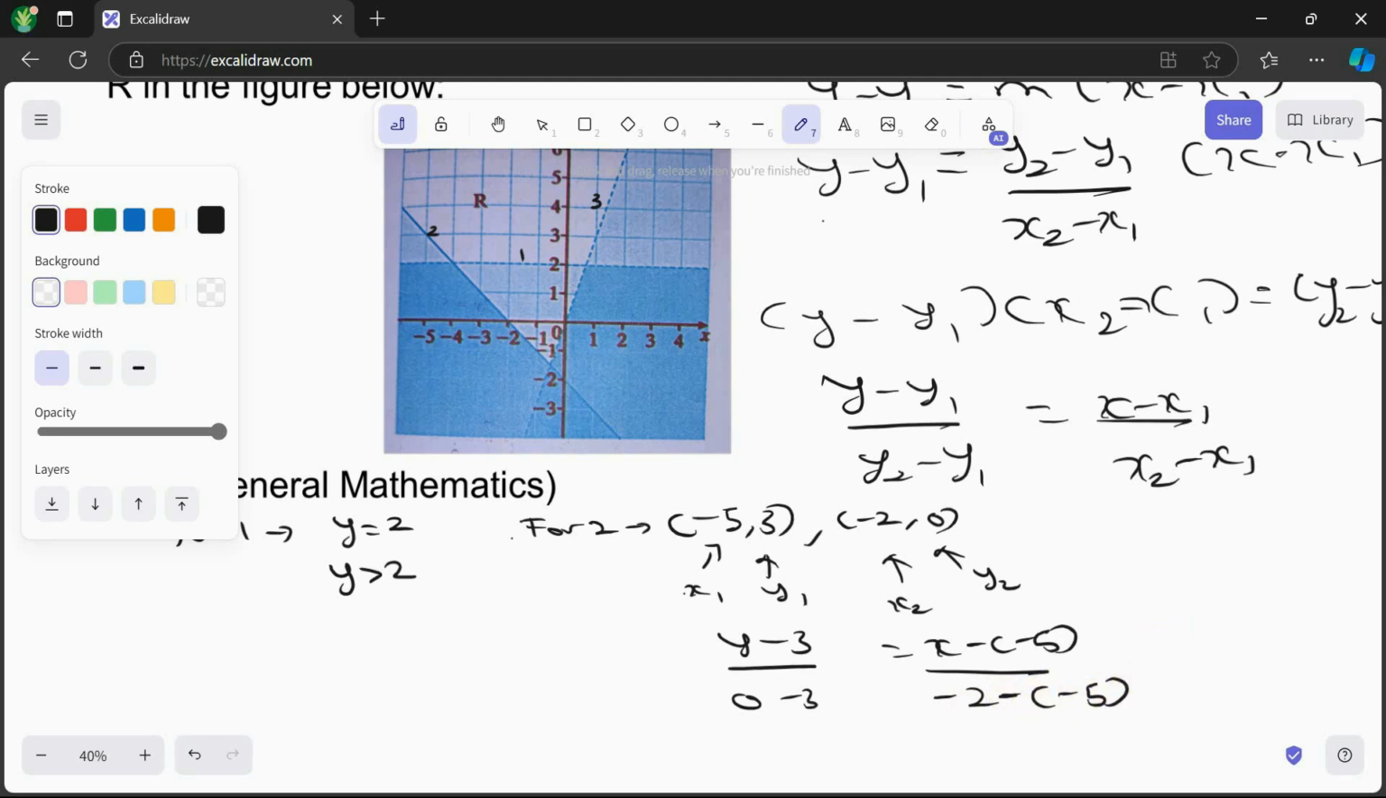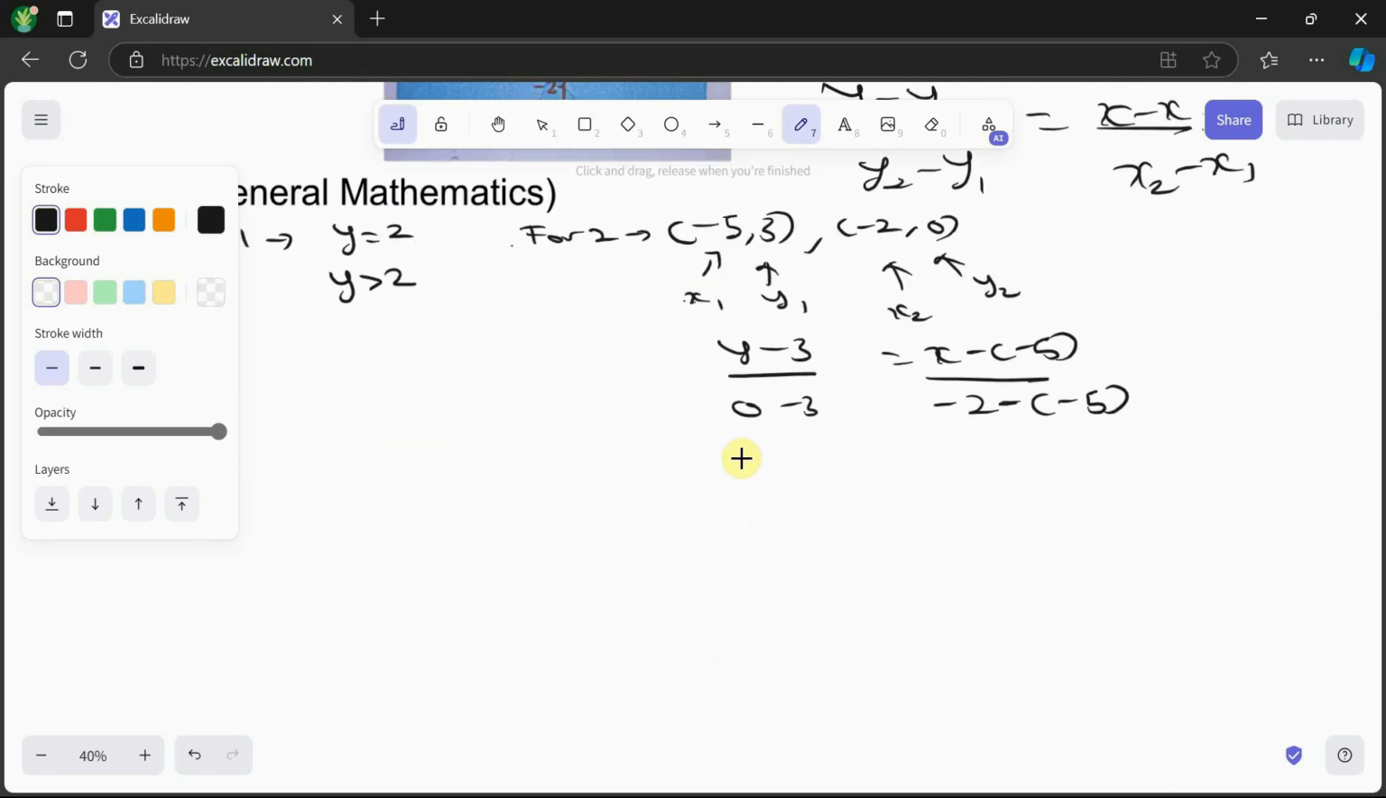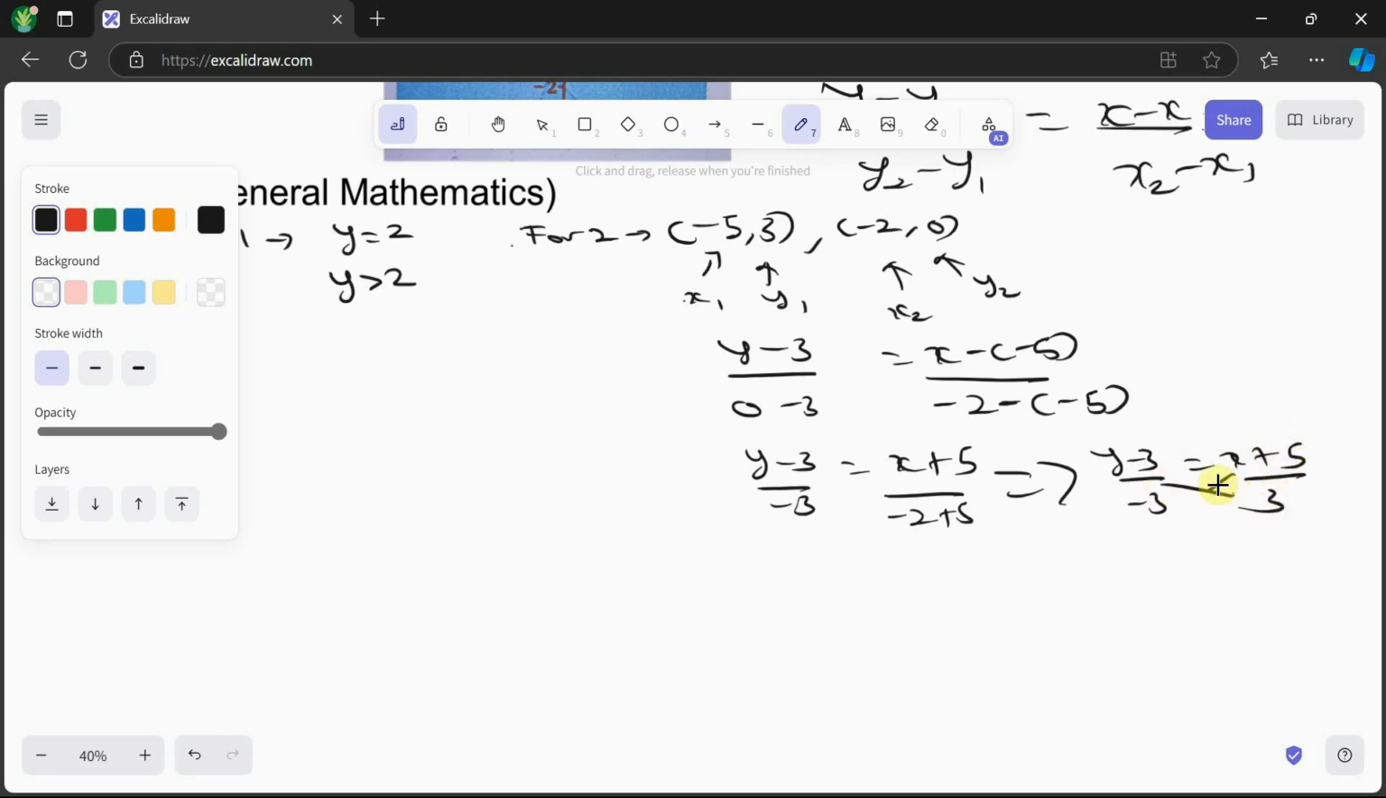So if I resolve this, this will be (y minus 3) all over minus 3 is equal to (x plus 5) all over minus 2 plus 5. And if I resolve this, this will be (y minus 3) all over minus 3 is equal to (x plus 5) all over 3. And if I cross multiply, that will be 3 open brackets y minus 3 is equal to minus 3 open brackets x plus 5.